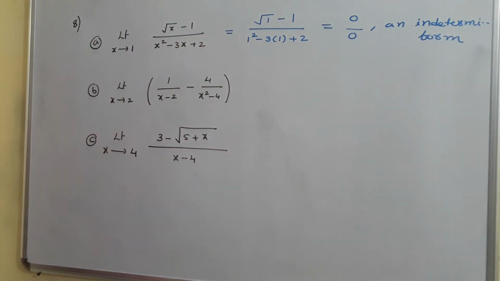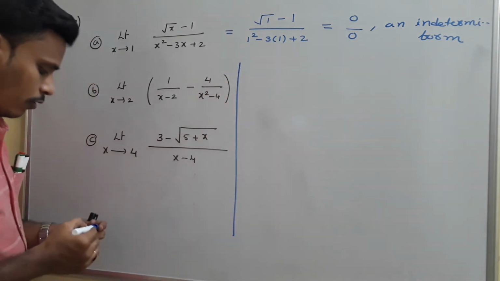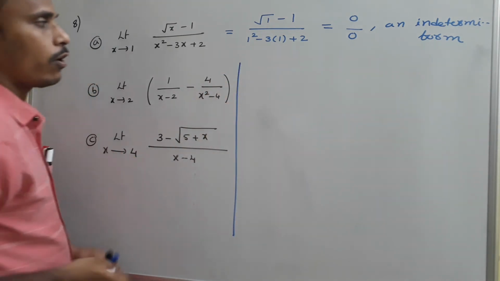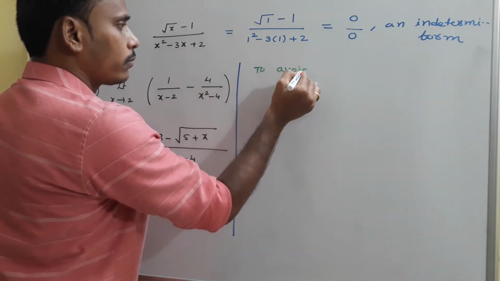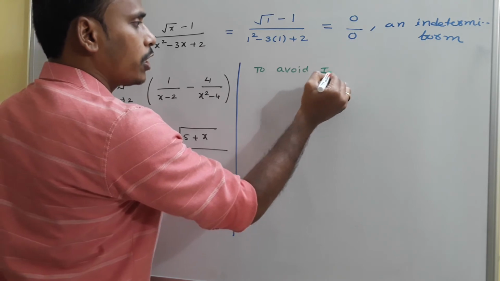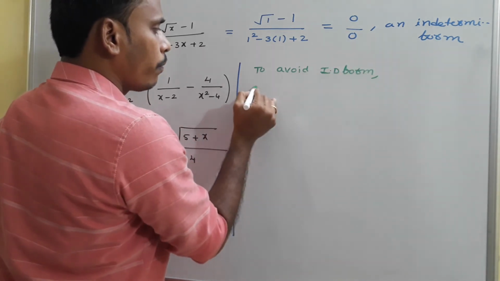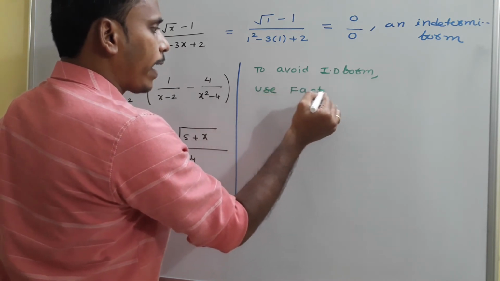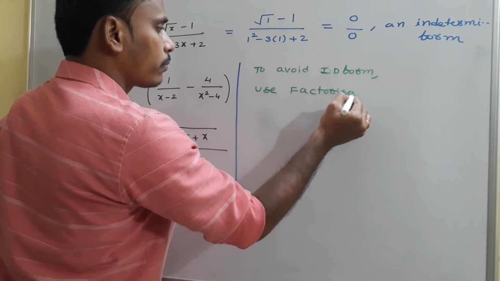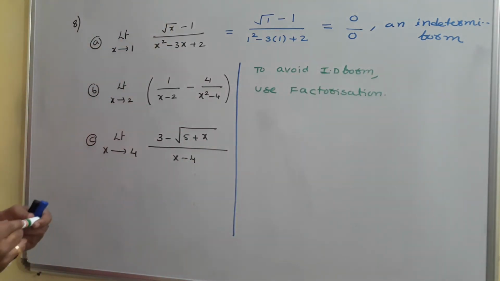Right, now for the first problem, this is an indeterminate form. I am just writing it like ID form. To avoid indeterminate form, we need to use an algebraic skill. Here you just use factorization. So how to factorize it?